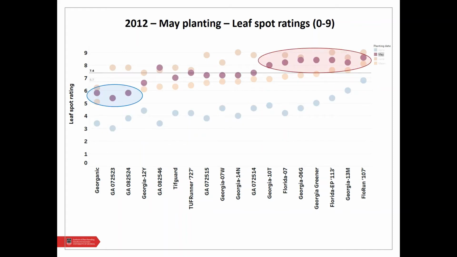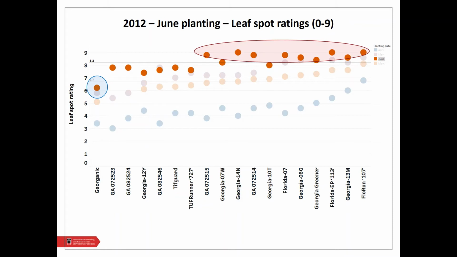For the May planted trial, lowest leaf spot ratings were again seen in Georganic and a couple of the breeding lines. Lines with the highest ratings included Georgia 10T, Florida 07, Georgia 6G, Georgia Greener, Florida EP 113, Georgia 13M, and Flowrun 107. Several genotypes were in the highest significance group for the June planted trial, but Georganic stood out with the lowest leaf spot rating.